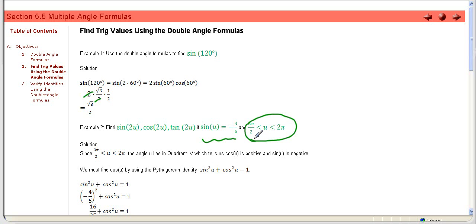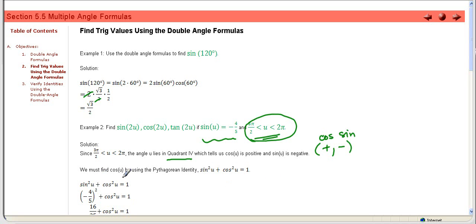So this information is important to tell us what signs we need to use. If u is in between 3 pi over 2 and 2 pi, that tells us that u is actually in quadrant 4. So we know that quadrant 4 has coordinates that are positive and negative, so therefore cosine is positive and sine is negative there.